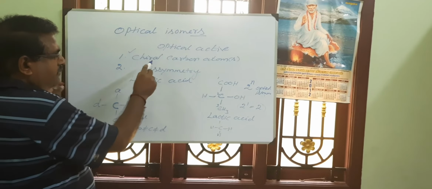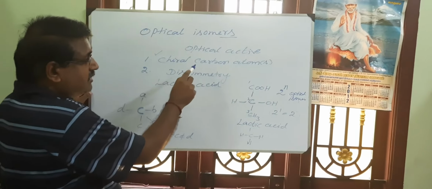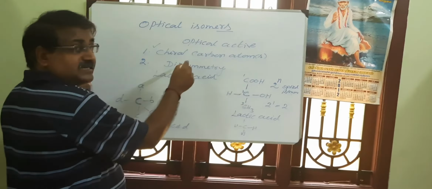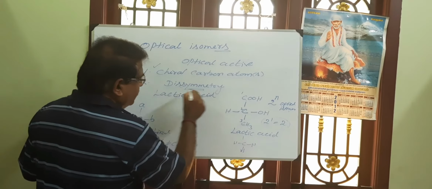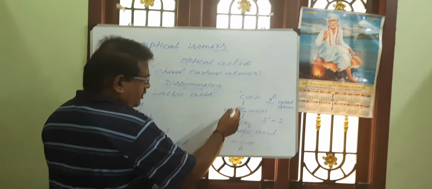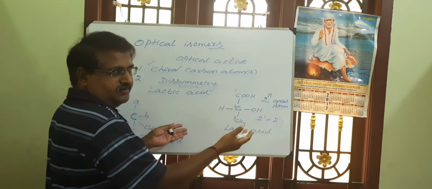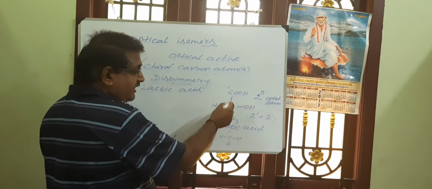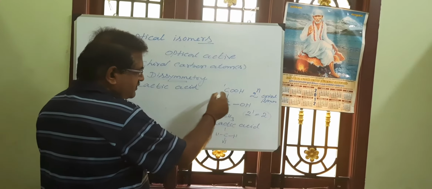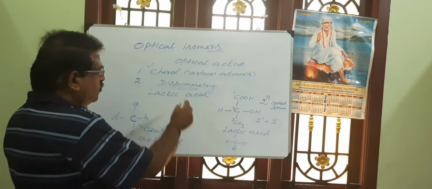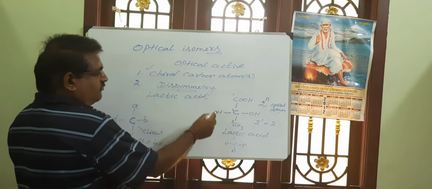So the presence of a chiral carbon atom is essential but not sufficient. The molecule should also fulfill another criterion, that is dissymmetry. The molecule should not have a plane of symmetry. In the sense, the molecule should not be divided into 2 equal halves. Then we can say this molecule lacks a plane of symmetry. This lactic acid, as you can see, has no plane of symmetry. So the 2 conditions are fulfilled. So lactic acid is an optically active compound.